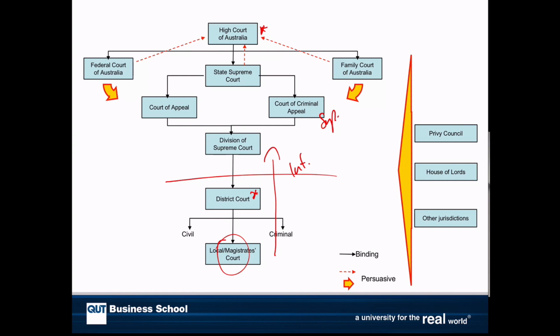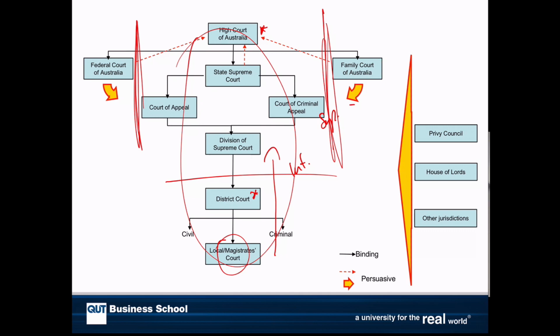You will also notice that in this Queensland hierarchy, we can see the Federal Court and the Family Court, and these arrows are saying persuasive. These decisions, particularly in the higher courts, the Full Court of the Federal Court or the Full Court of the Family Court, if they're relevant, would be persuasive in our hierarchy. Atop it all is the High Court, which binds all of our hierarchies together.